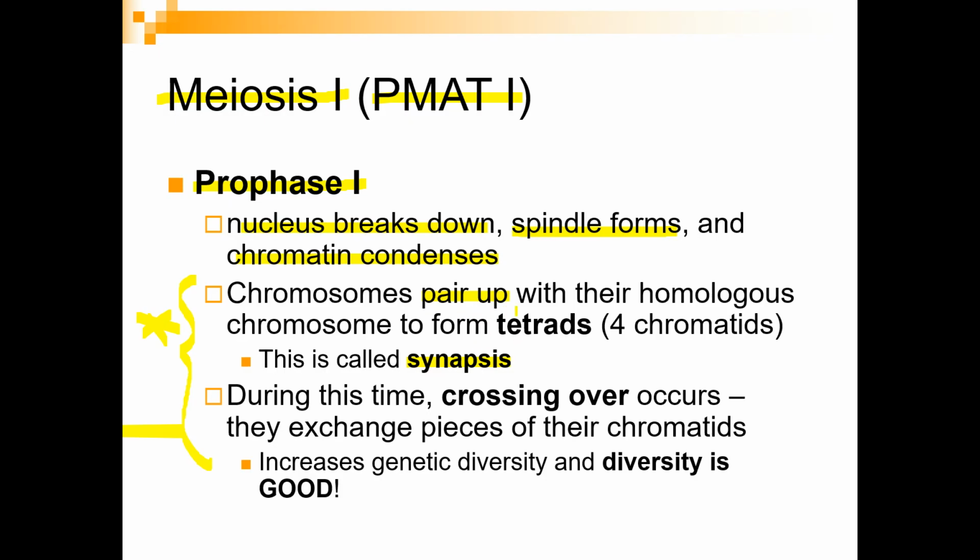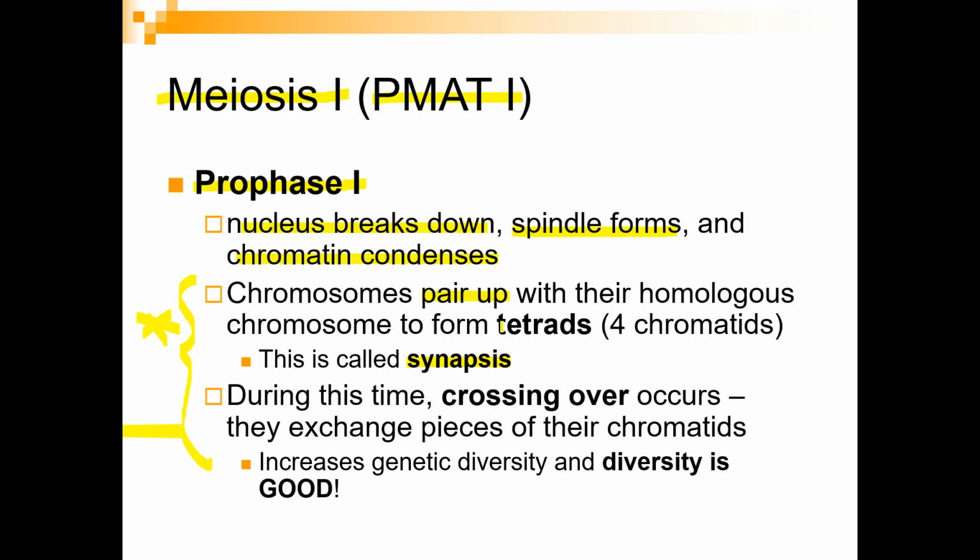Those pairs find each other. So the 1s get together, and the 2s get together, and the 3s get together, and the 12s get together, okay? And so synapsis is the process of the homologous chromosomes pairing up, okay? So there's one vocabulary word right there. Synapsis is the pairing of your homologs, or your homologous chromosomes.